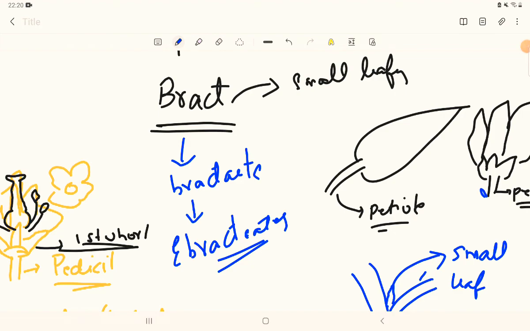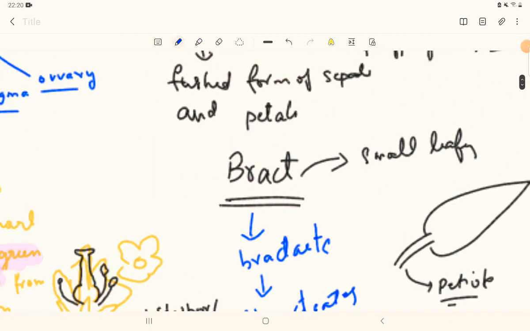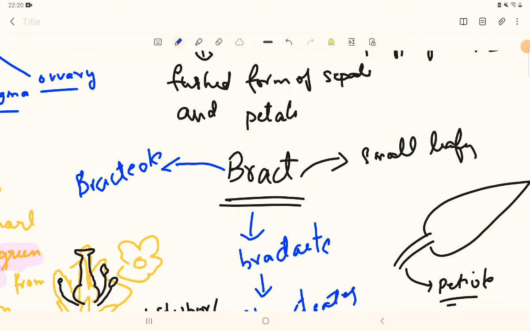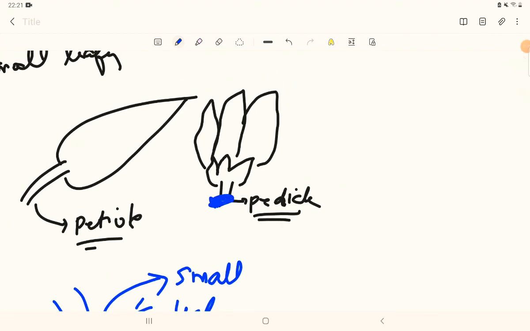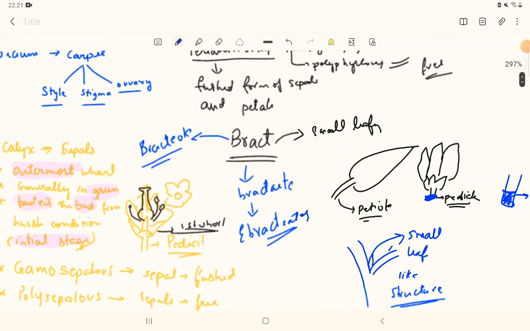So there's one more term that we use, called bracteole. What is this bracteole? This bracteole is nothing but the bract which covers the whole stem. It whorls up the stem. It will be like this, so it will be covering the stem. See, if this is the stem, this part that you see is nothing but your bract covering the stem. Okay.